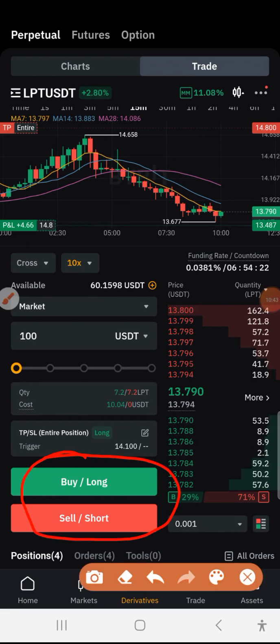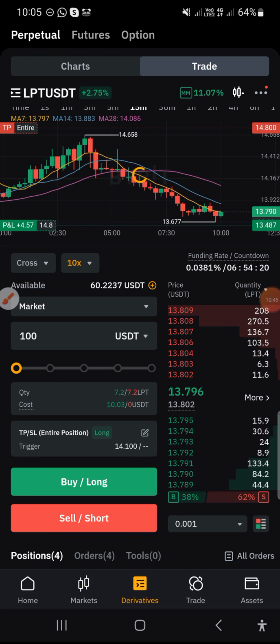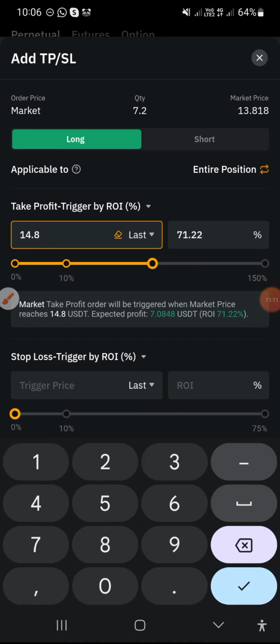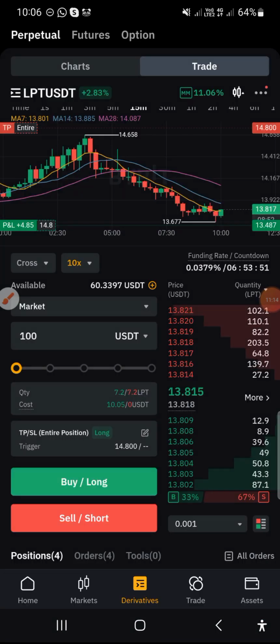Buy long simply means that when the price goes up, you hit your take profit. That means when the price goes up to 14.1, you are going to make a profit. But for this case, let me even set it to 14.8. So when the price goes up to 14.8, you are going to make a profit.